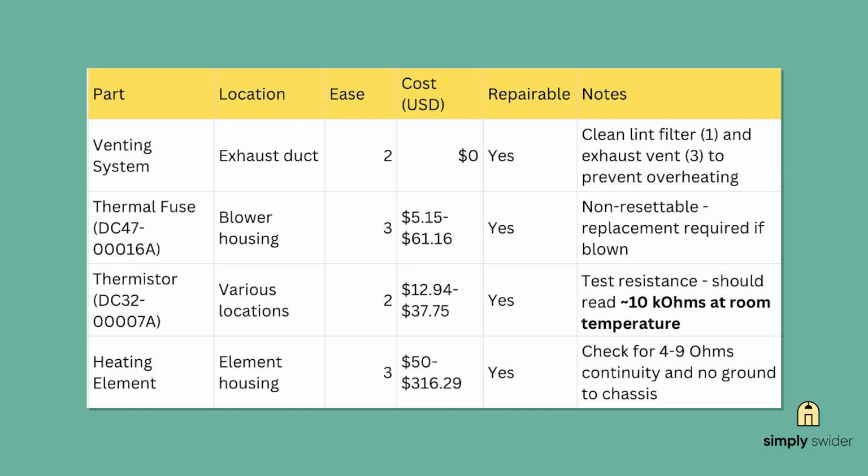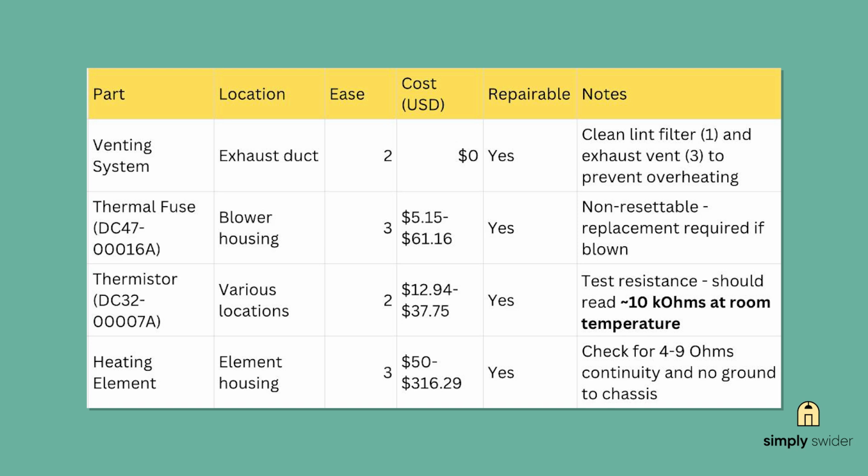Use a multimeter to check continuity across the terminals. You should see around 4 to 9 ohms of resistance. Also check between the terminals and the metal housing. If you get continuity there, the element is grounded and needs to be replaced. This is a moderate repair difficulty, but it's still way cheaper than a service call.